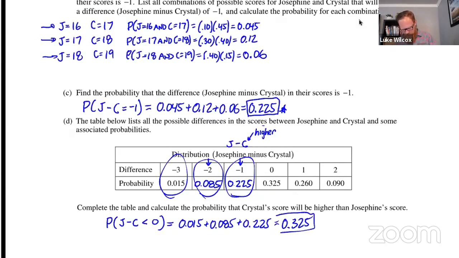0.325. So remember, at the beginning of the problem, we thought that these players might be equally likely to win this game because they had the same expected value. But it turns out that the probability that Crystal's score will be higher, that Crystal will win, is 0.325.